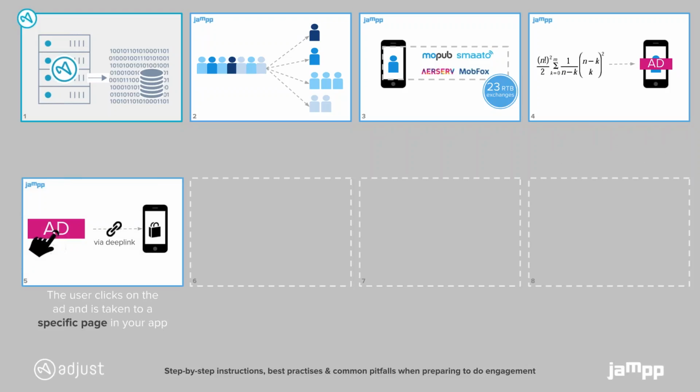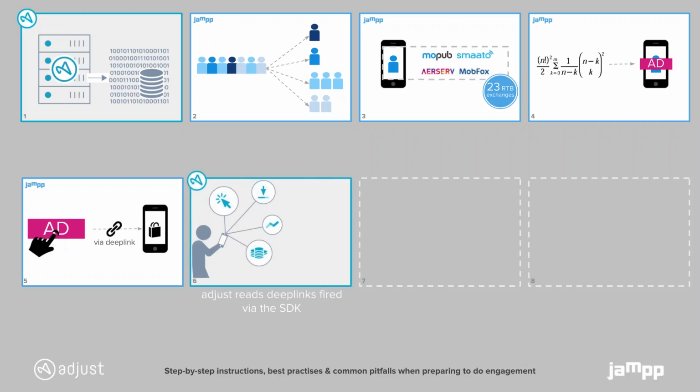Once Jampp wins the auction, the user clicks on your ad and is taken to a specific page in your app via a deep link, which is another topic we're going to delve into deeper shortly. Once this user has clicked on this deep link, Adjust, within the SDK, is actually reading and measuring this deep link.